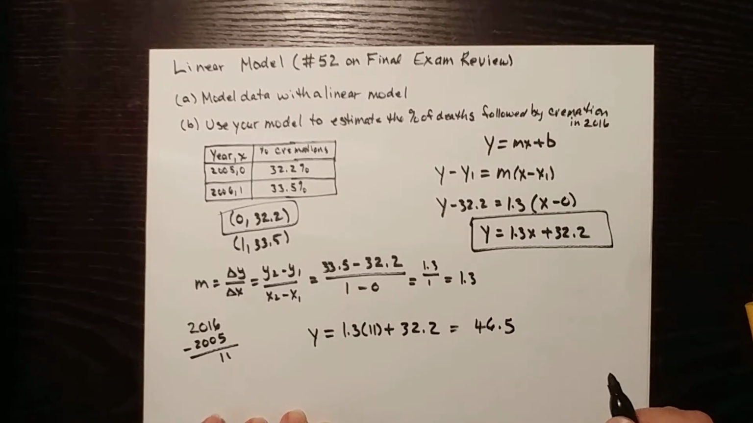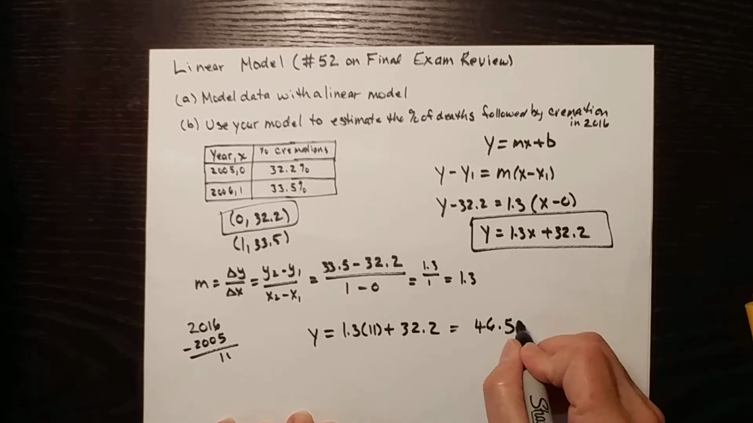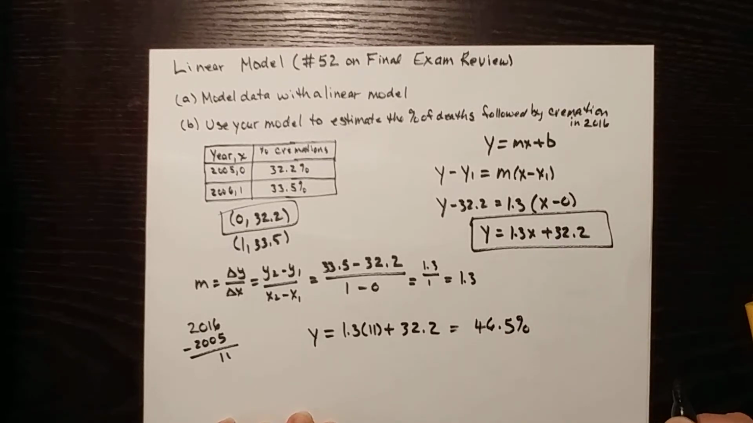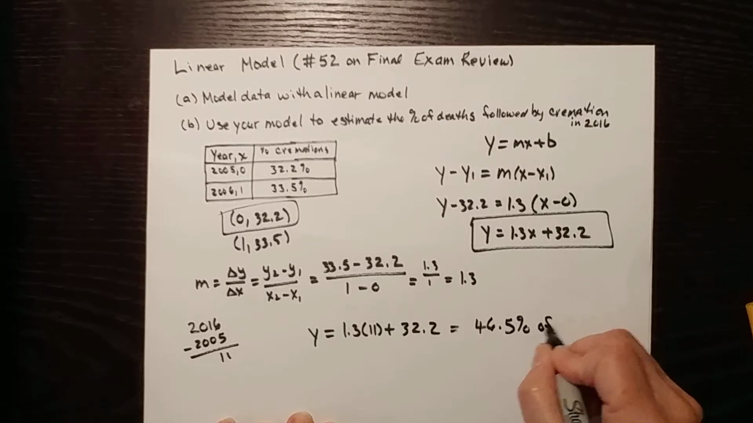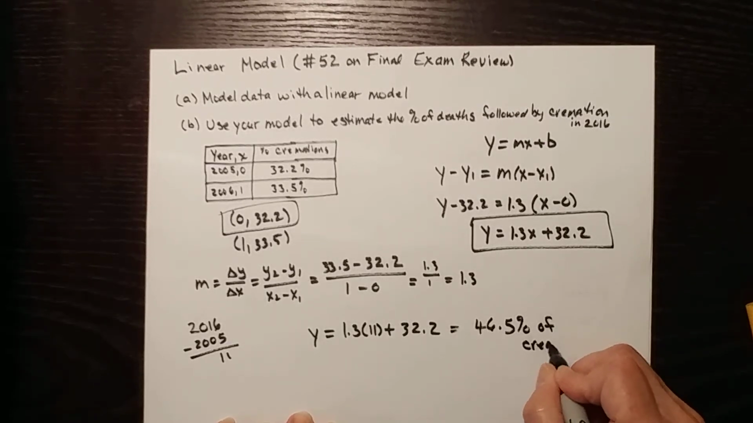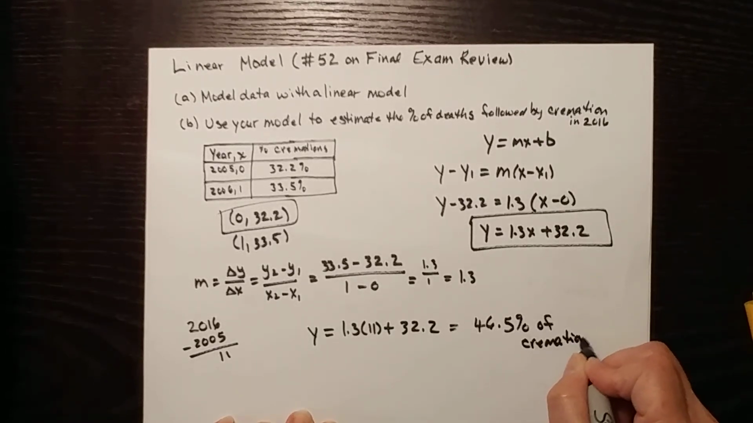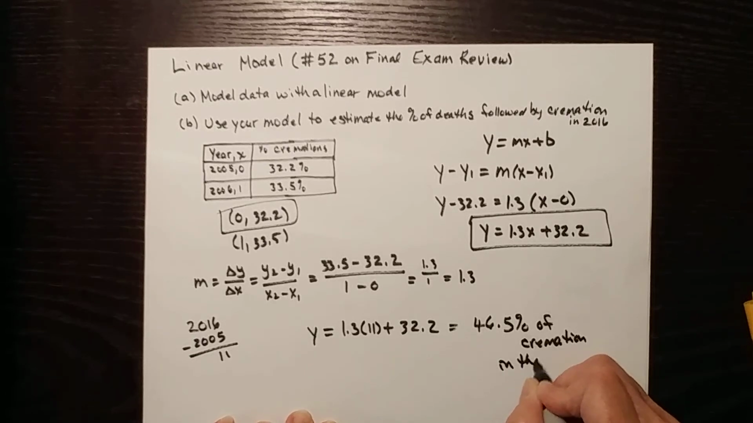And when we plug that in, we get 46.5. And so what were the y values? They were percent of cremations. This is in the year 2016.